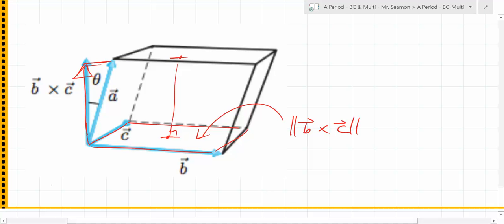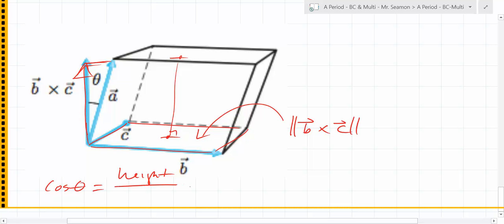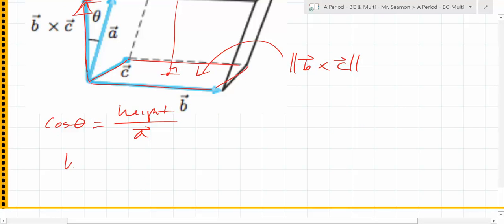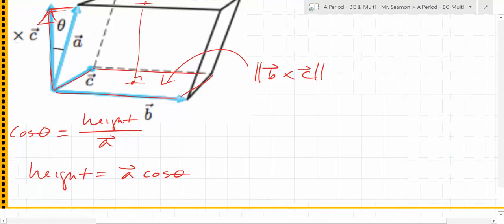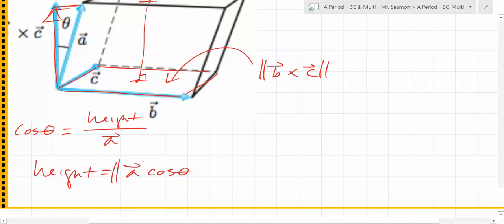Cosine. So you know that cosine of theta is equal to what? The height over A. It's adjacent, so height over A. Do you agree with that? Okay. So therefore, height is equal to A times what? Cosine theta. Are we okay with this so far? It's the magnitude of A. Thank you, that's important.